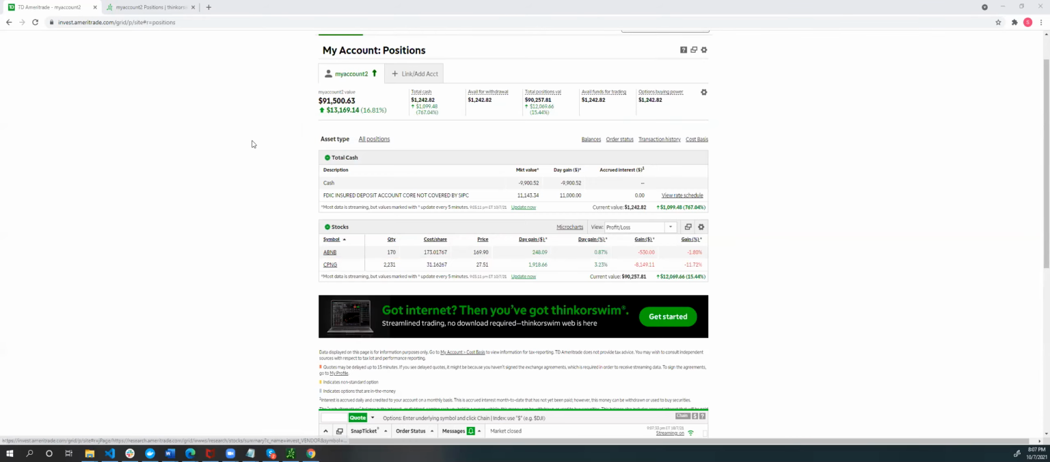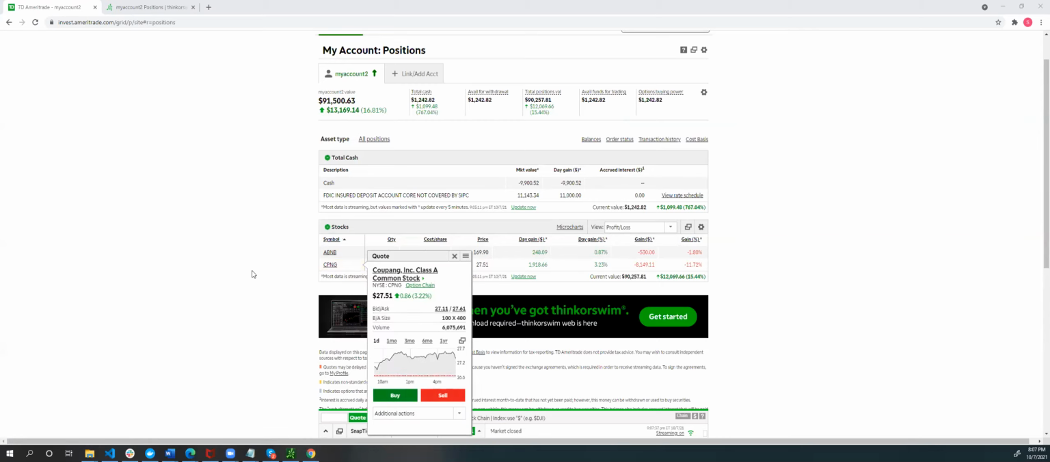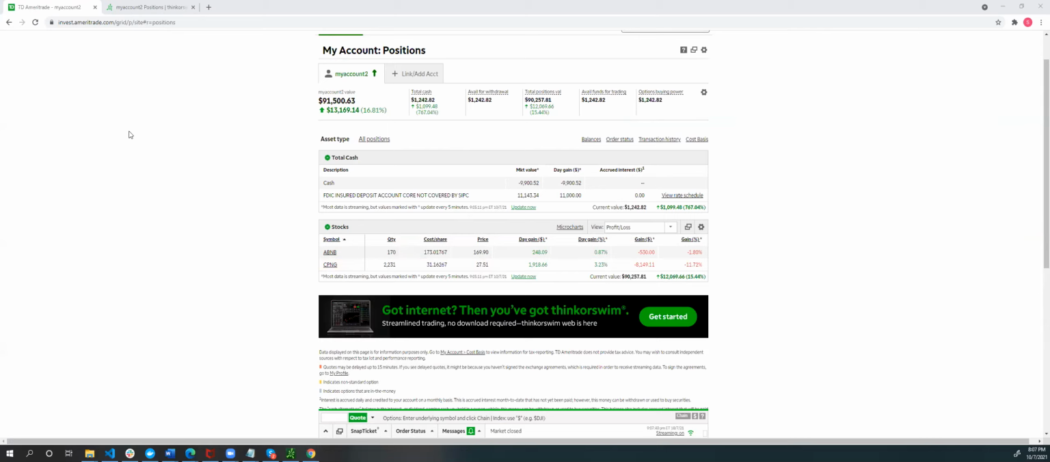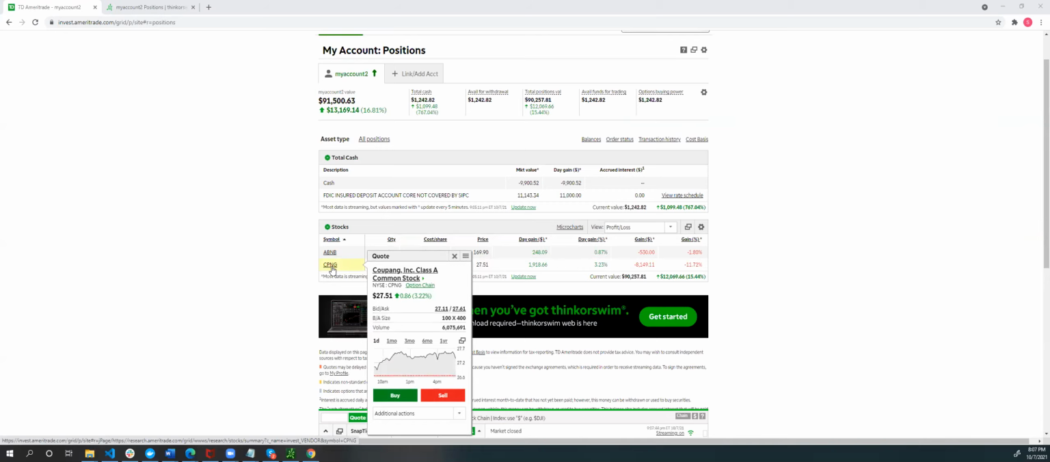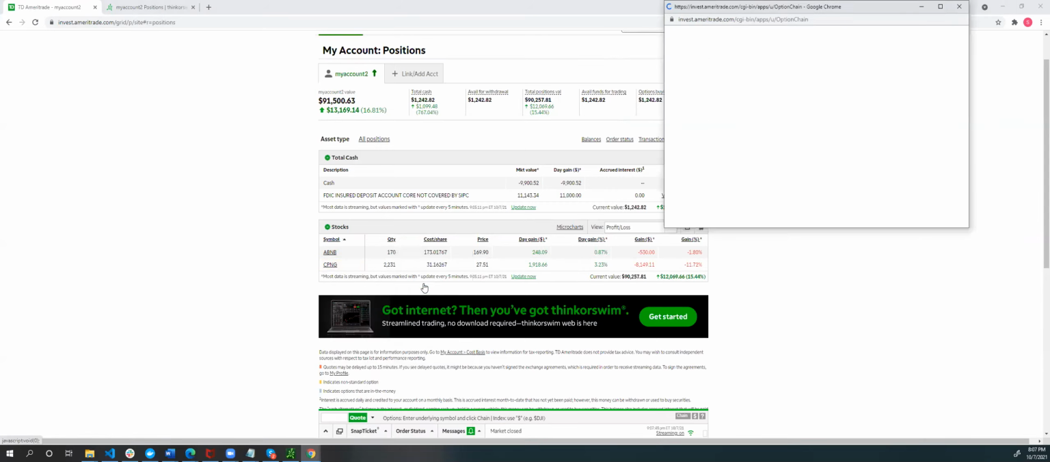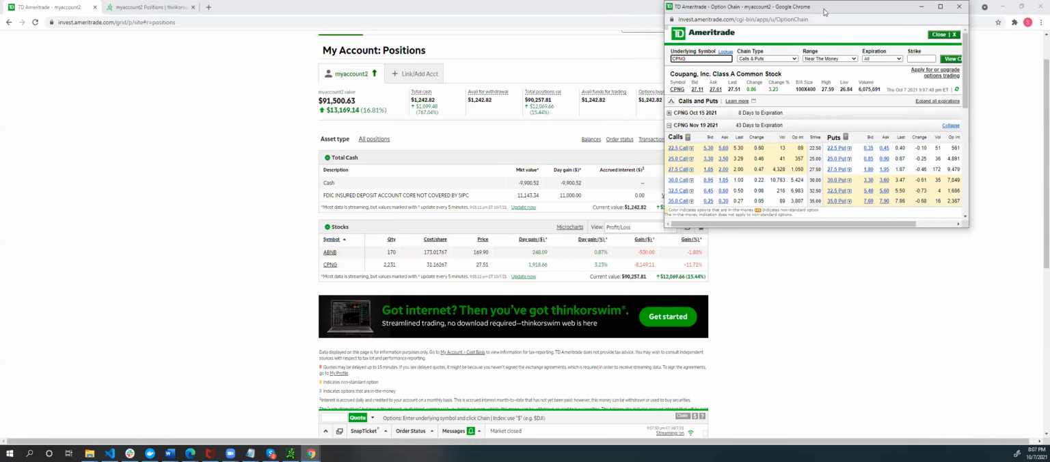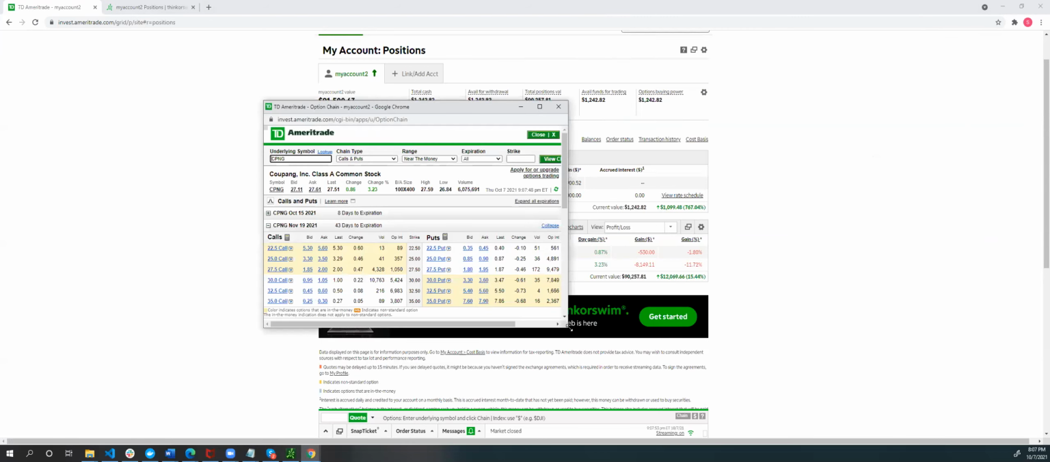So here, there are various ways you can actually do the trading. I'm going to just show you one way right now, then I'll show you other ways as well, at least in the Ameritrade platform. So when you hover on this here, it's showing the current price and trends. There is an option chain here, right? So when you click on that, it's going to open a window with the details.